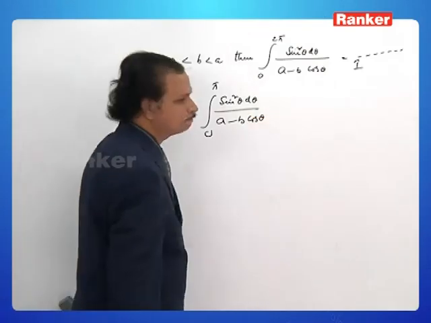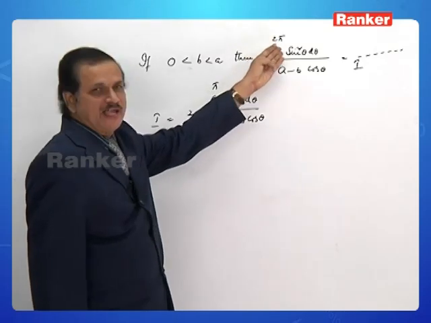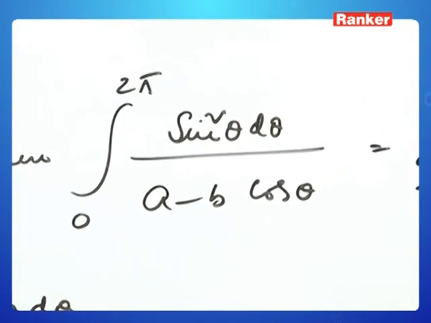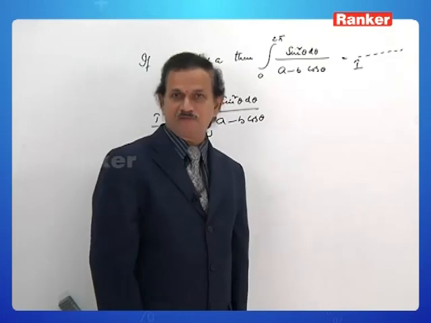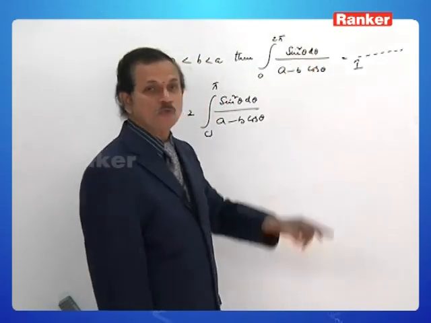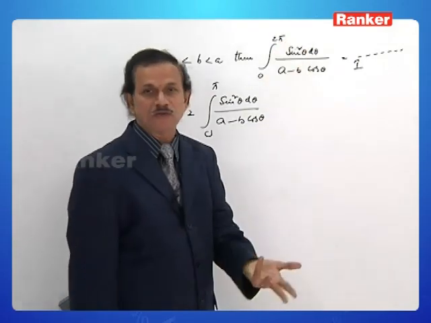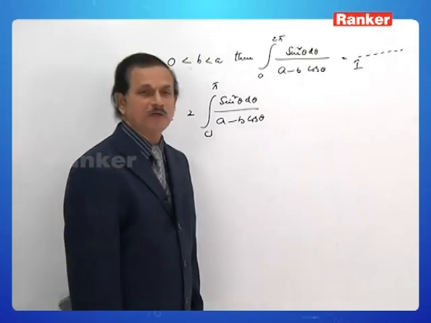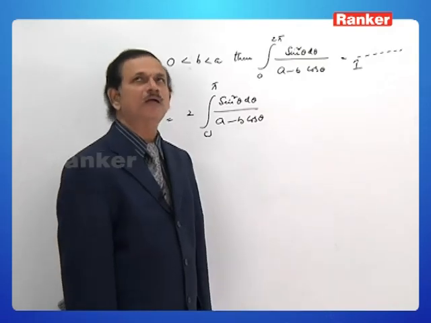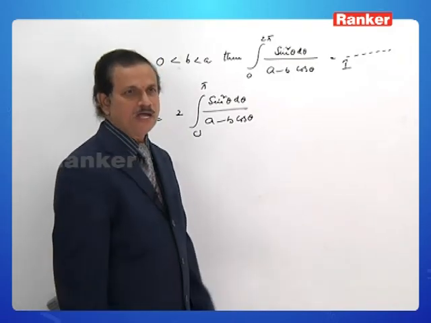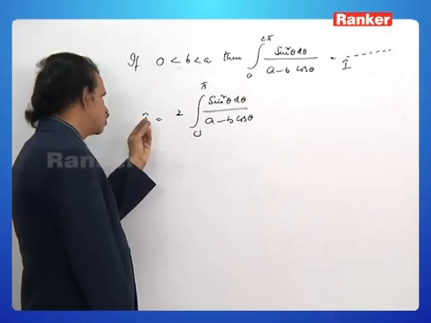Am I correct? What step have I made use of? Integral 0 to 2a f of x dx is equal to 2 into integral 0 to a f of x dx, provided f of 2a minus x is nothing but f of x. Come on, replace theta by 2 pi minus theta. Do you observe any change? No change at all. The same function is going to be obtained again. Sine square of 2 pi minus theta is sine square theta. Cos of 2 pi minus theta is cos theta. Why? Because 2 pi minus theta lies in the fourth quadrant, and cosine in the fourth quadrant is supposed to be positive. That is why I have pulled 2 out.